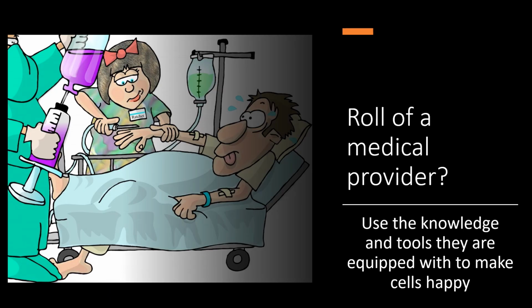Okay, so what can we do? And what is the role of the medical provider? So really the role of a medical provider is just to use the knowledge and the tools that you have to make the cells happy. This can be applied from the most basic first aid. Anytime you're providing basic first aid, even at home, there are some cells that are sad and you're trying to make them happy. But this concept really moves through EMTs, paramedics, nurses, physicians, etc. We're just trying to use the knowledge and the tools we have to make the cells happy.